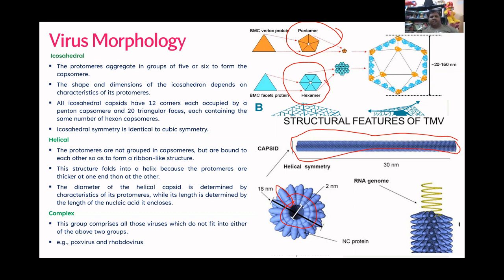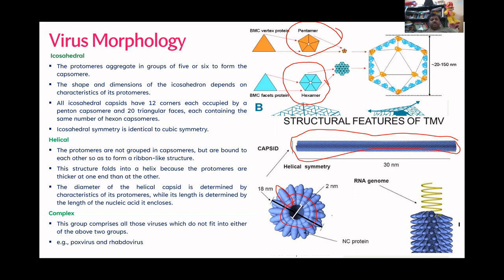You can see there is the diameter of the protomere as well as the diameter of the whole virion particle, the helical virion particle that is formed in the case of the tobacco mosaic virus. So that is about the helical symmetry.